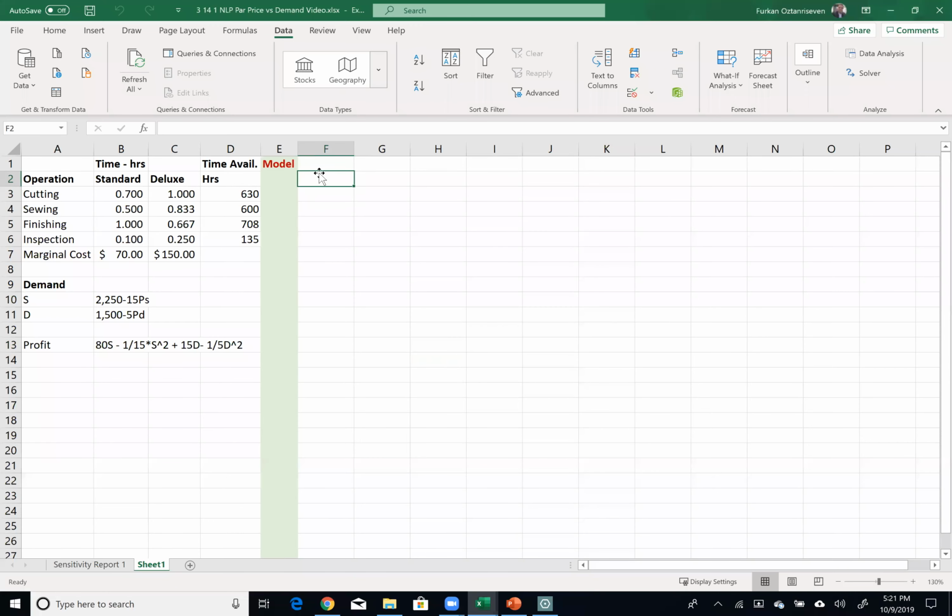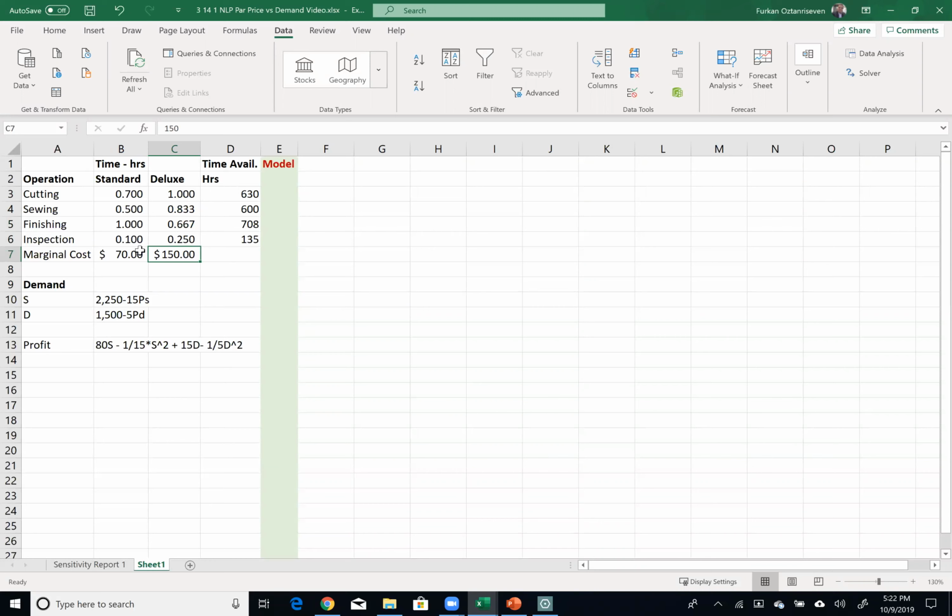So I would like to solve in this video the par manufacturing problem. And I have here 4 departments, and I have 2 different types of bags, standard and deluxe. Every standard bag will require 0.7 hours of cutting, 1/2 hours of sewing, 1 hour of finishing, 1/10 hours of inspection. Every deluxe bag, on the other hand, will require 1 hour of cutting, 0.883, which is 5/6 hours of sewing, 2/3 hours of finishing, and 1/4 hours of inspection.